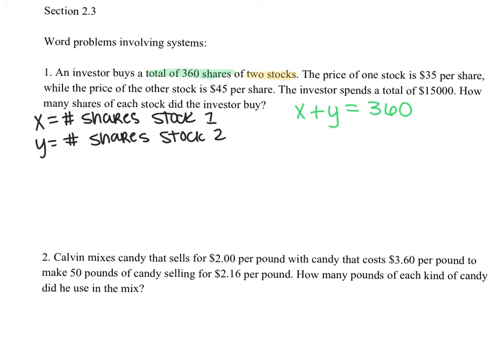The other information is that I know the price of one stock is $35 per share, the price of the other stock is $45 per share, and we spent a total of $15,000. That's going to give me my second equation. So $35 for my first stock, so 35x, plus $45 per share for my second stock, so 45y, equals 15,000. So now that I have my two equations, I want to use substitution or elimination to solve.